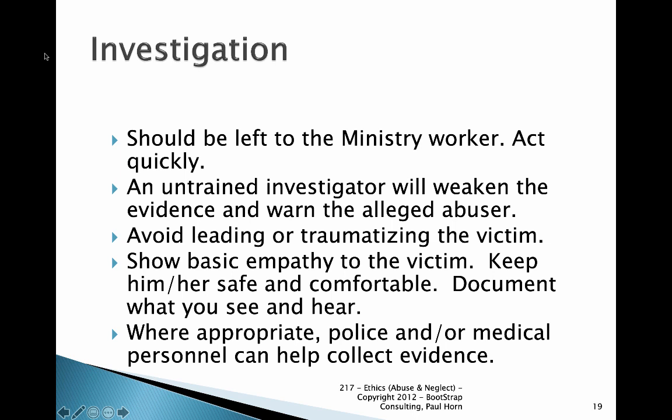Remember that you are not an investigator. That should be left to the ministry worker, and therefore you should act quickly in getting that person informed. Don't be surprised if the person at the other end of the line doesn't seem shocked and dismayed. Remember, they hear about this sort of thing tragically all day, every day. Remember that an untrained investigator will weaken the evidence and may warn the alleged abuser so that they start covering their tracks or threatening people.